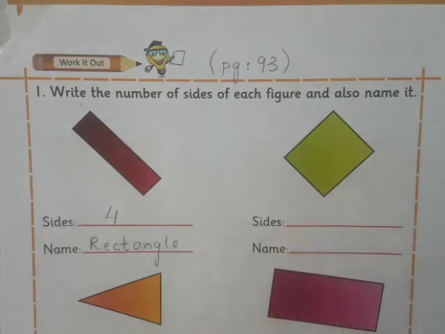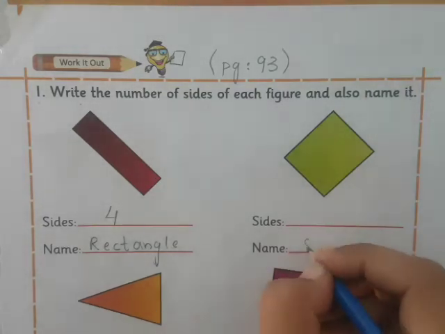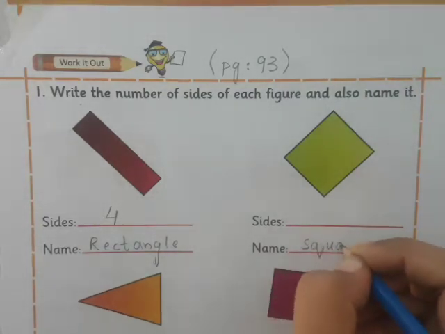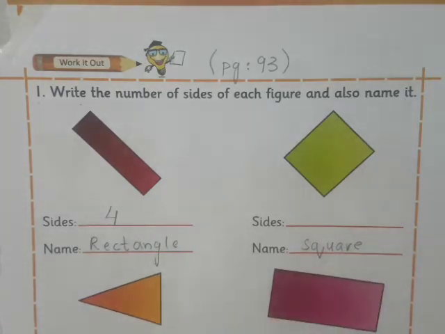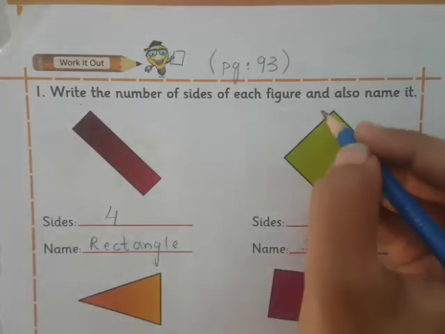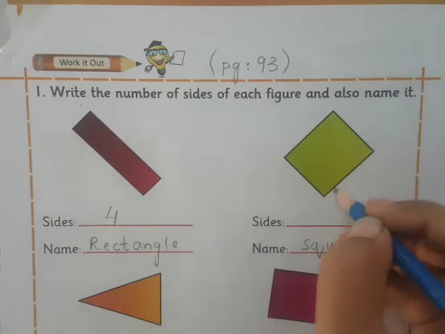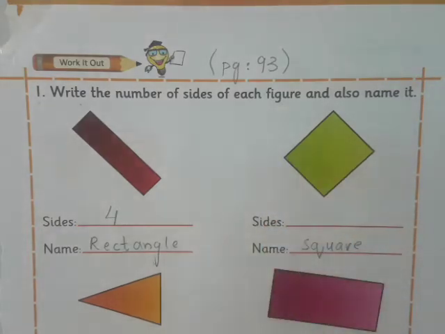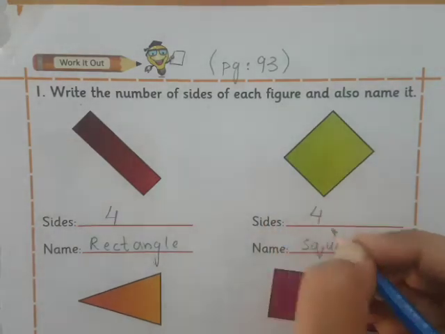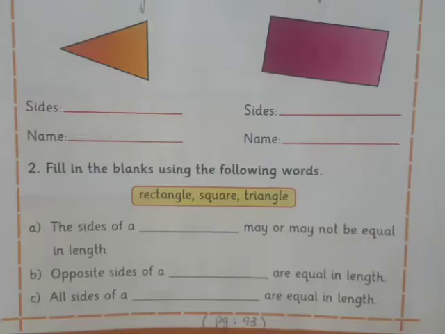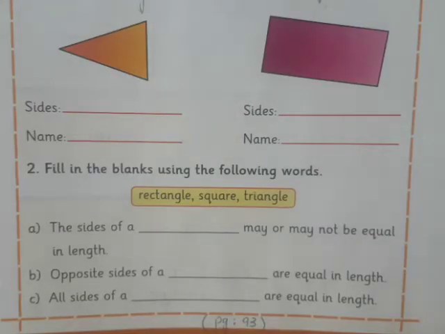It's a square. What is the name of this shape? Square. S-Q-U-A-R-E, square. And how many sides does it have? 1, 2, 3, 4. It has 4 sides. Now tell me, what is the name of the next shape?